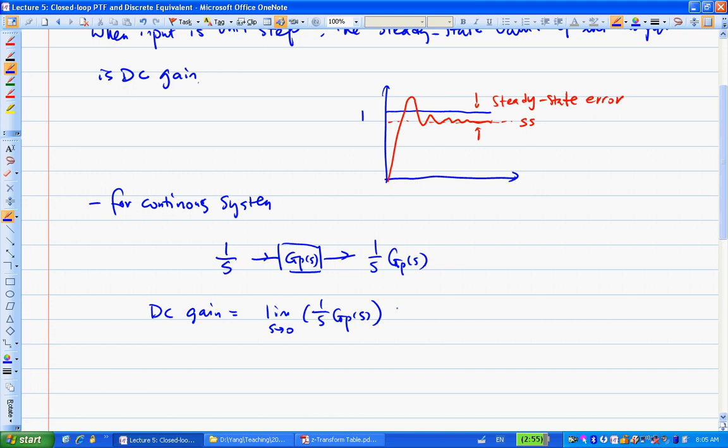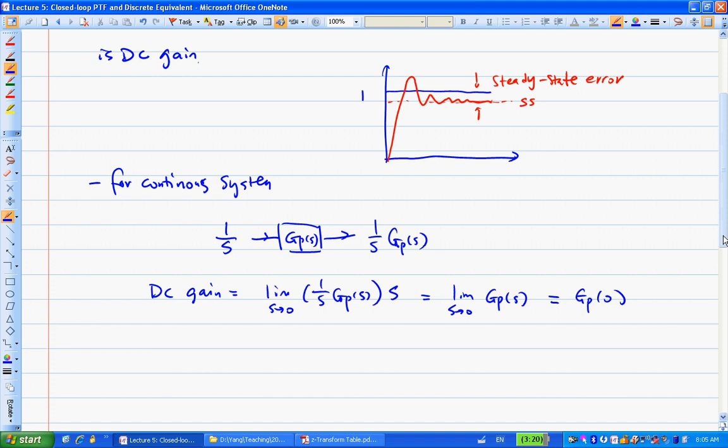Sorry, there's a multiply by s here. The final value theorem has an s. Multiplying by s, this s cancels the 1 over s, so this basically means you set s equal to 0 in GP(s) and see what the value is. That's the DC gain.